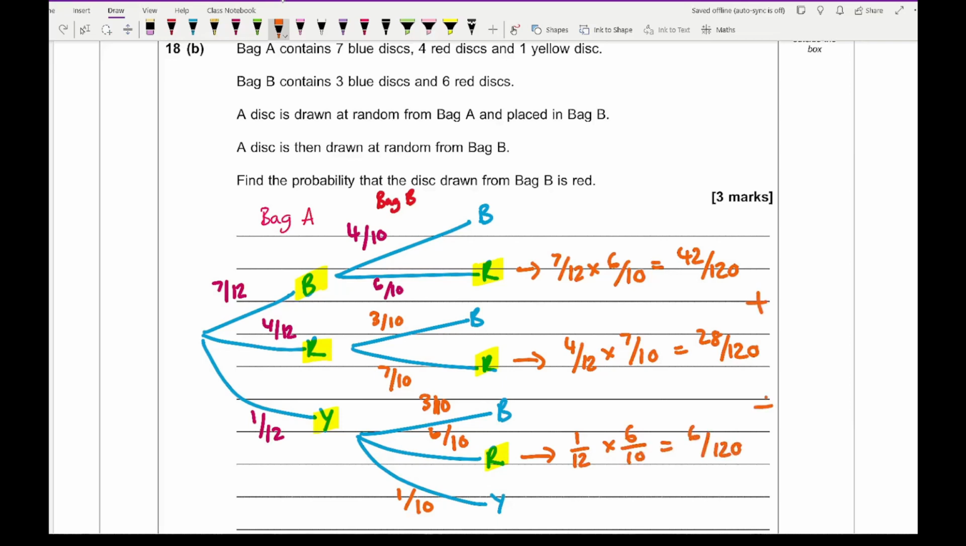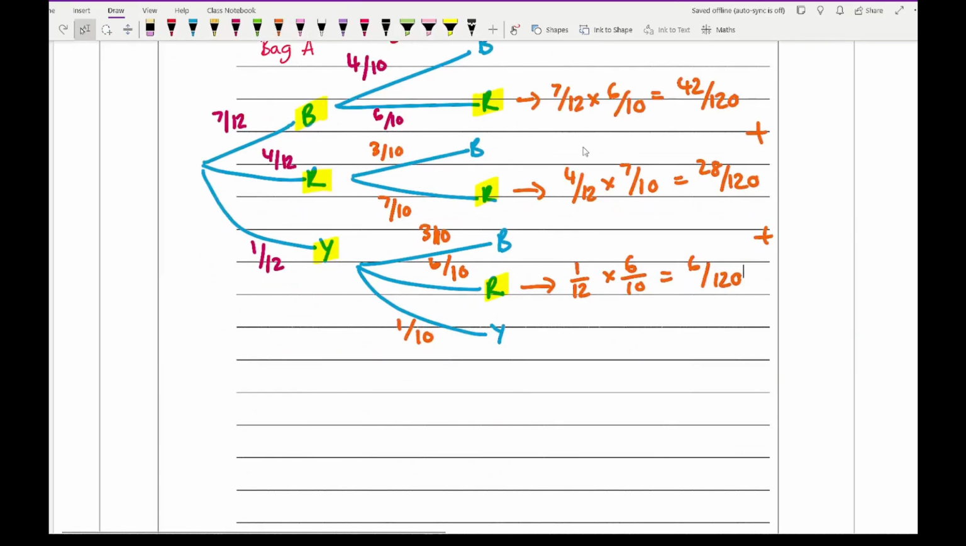Then if I add those 3 probabilities together, I get an answer of 76 over 120, which simplifies to give me 19 over 30.